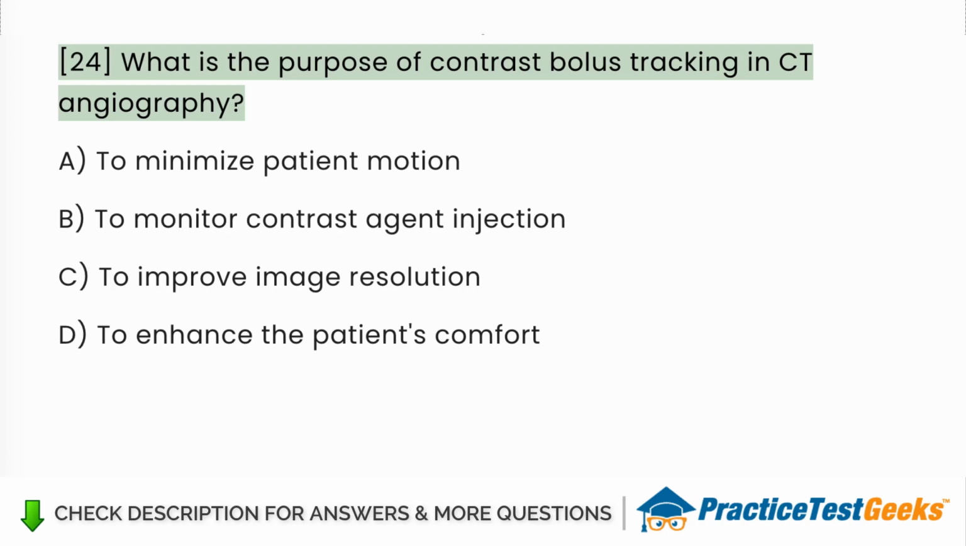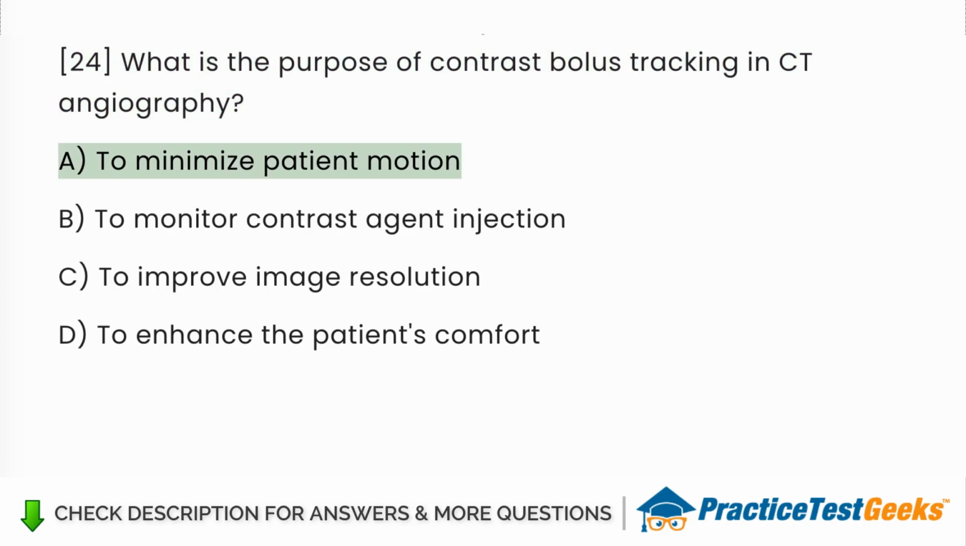What is the purpose of contrast bolus tracking in CT angiography? A. To minimize patient motion. B. To monitor contrast agent injection. C. To improve image resolution. D. To enhance the patient's comfort.